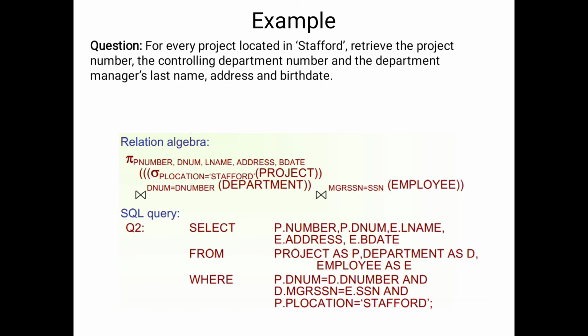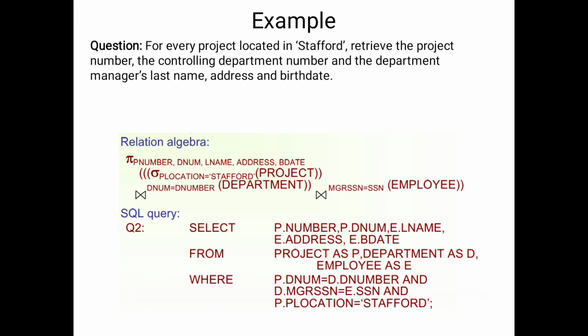So here please observe the question. What is the question here? Suppose we want what information? For every project located in Stanford University, retrieve the project number. Here we want the information about the project number, the controlling department number and the department manager's last name, address and date of birth. Here we want 5 pieces of information.